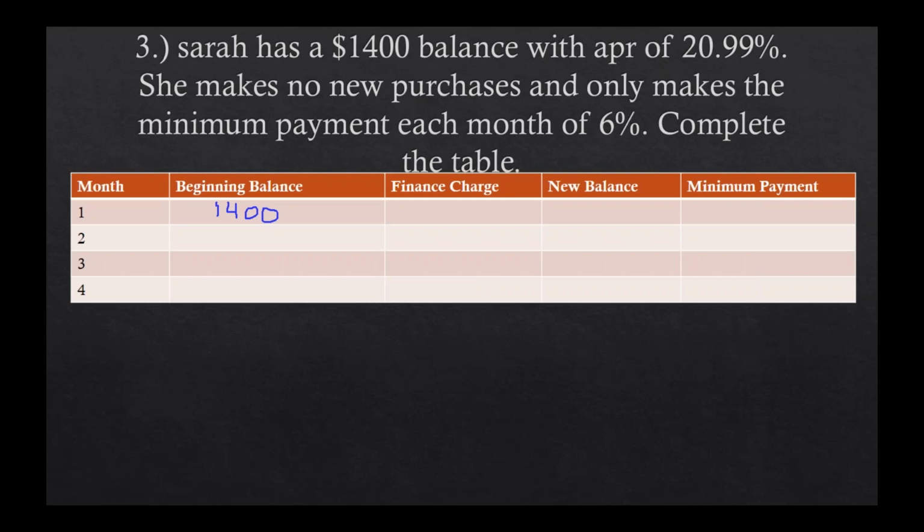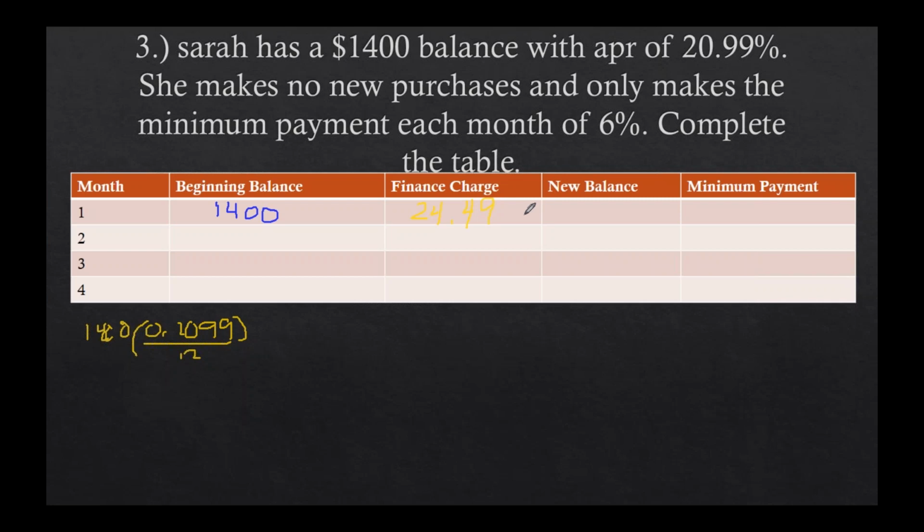Okay, saved it. Finance charge. We take our beginning balance, we multiply by our APR, and we divide that by 12. $24.49. So she carried over a balance of $1,400. We have a finance charge of $24.49.